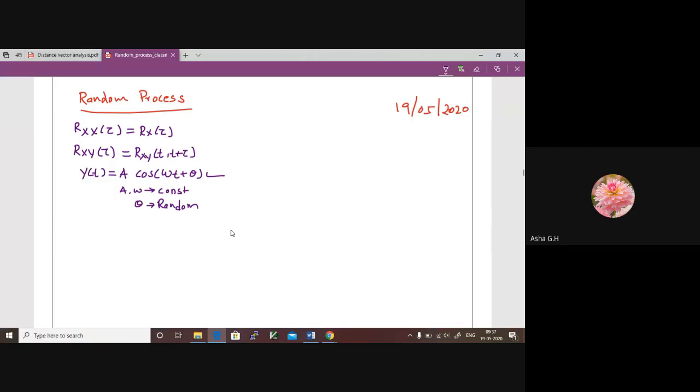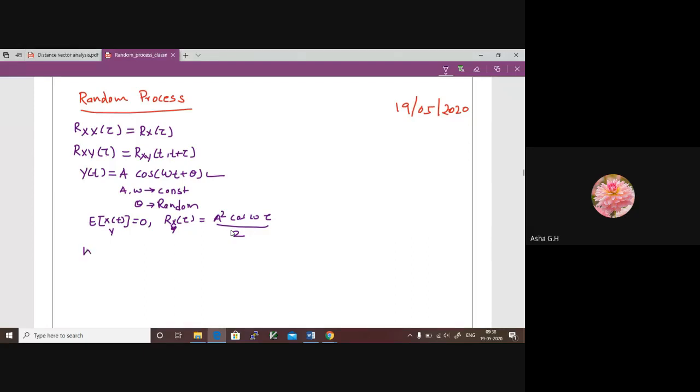Now, when we solve this equation, we got the expectation of y of t. If you remember, this is equal to 0, and also we got the autocorrelation function Ry of tau, because this should be y, the random process y. Ry of tau is equal to a square cos omega tau divided by 2. This is what you got when we calculated the mean of this random process and the autocorrelation function.